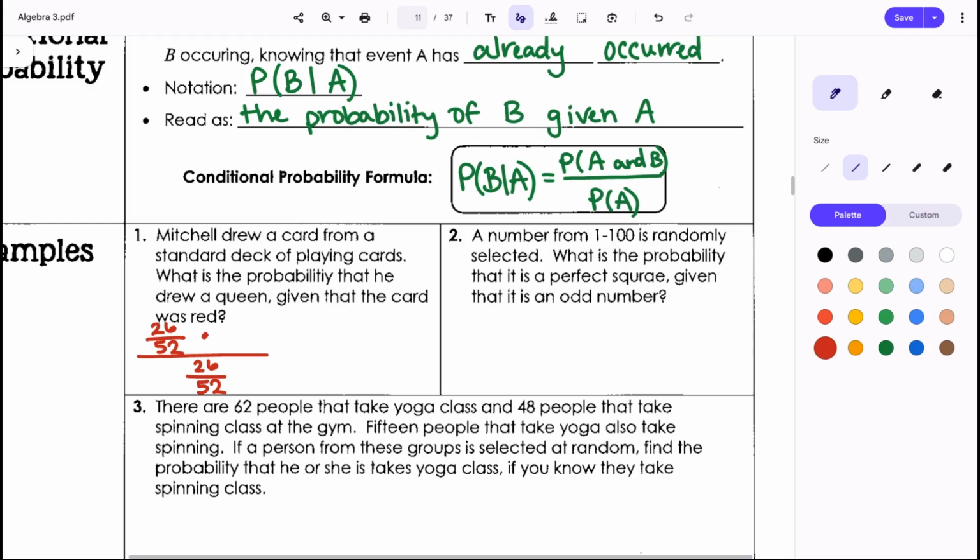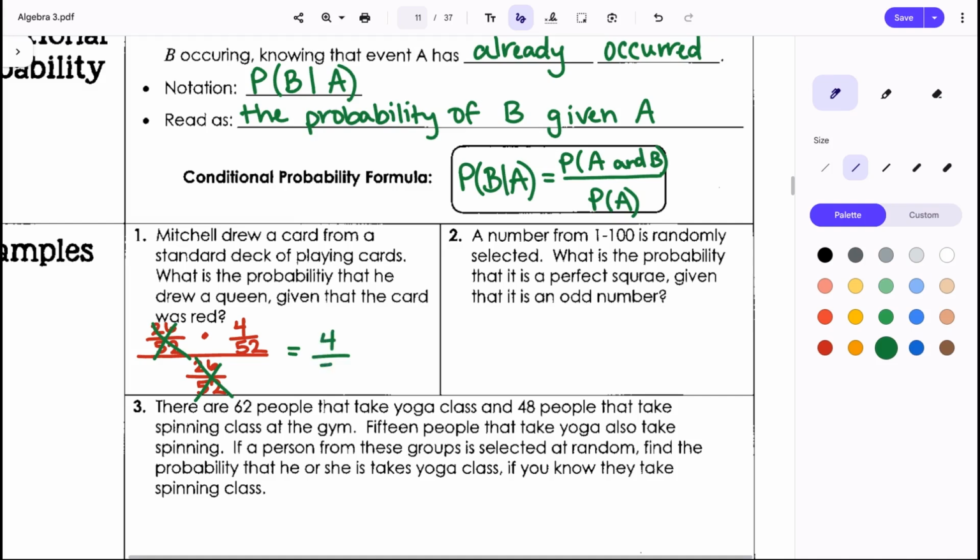4, because there's one in each suit. So 4 out of 52. If I look here, and again, you're going to notice this, the top and the bottom should have fractions that look the same. Because they do, we can reduce it. So we can get rid of the 26 over 52. Really, we're left with the 4 over 52.